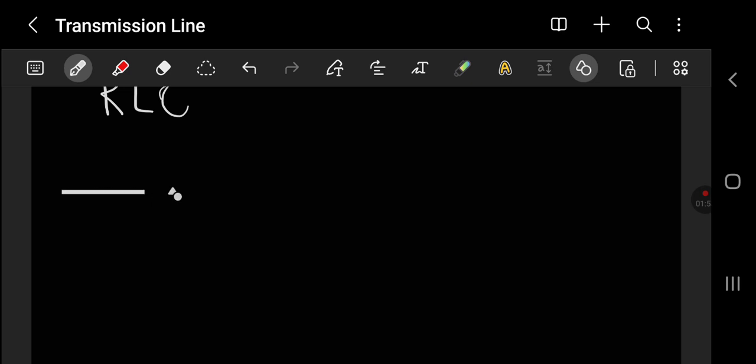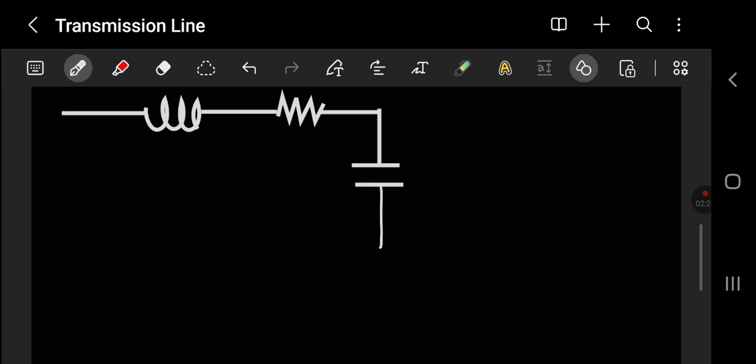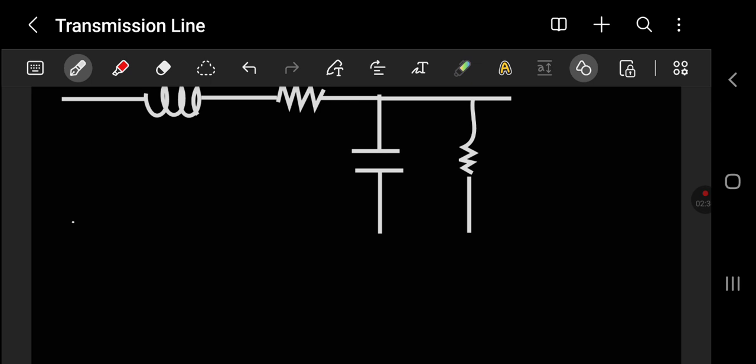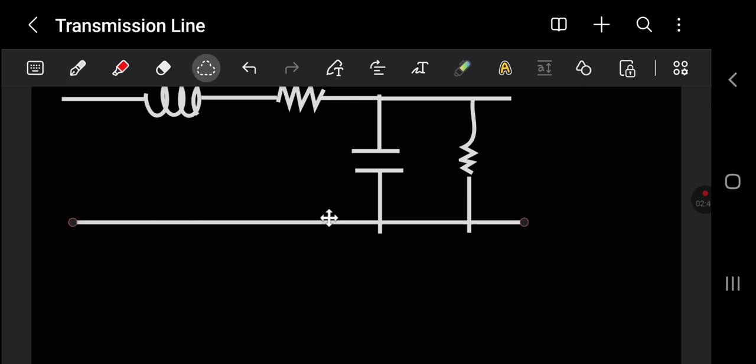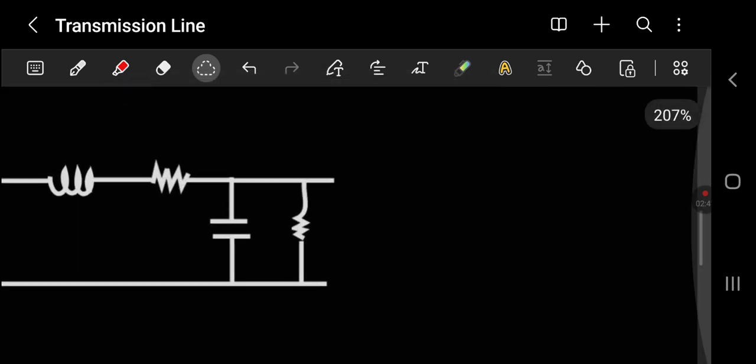It consists of an inductor in series with a resistive element, and this in parallel with a capacitor and a resistor which represents the conductance of this structure, which of course is a transmission line, and it repeats along its way.